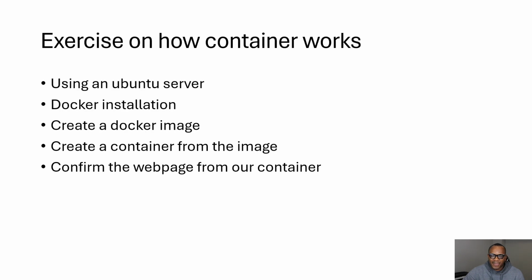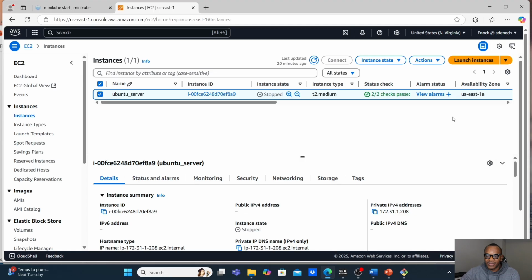Let's go to our exercise, which will be on how containers work. We'll be using an Ubuntu server. We will do a Docker installation, we will create a Docker image, and we will create a container from the image and confirm the web page from our container. We will be getting a template from twoplate.com. All right, this is the AWS console. I'll be creating an EC2 instance.